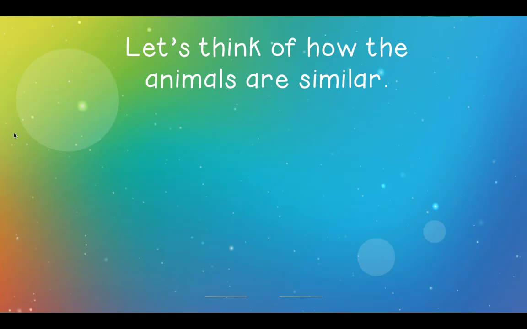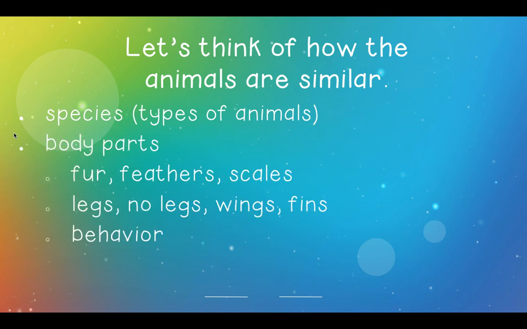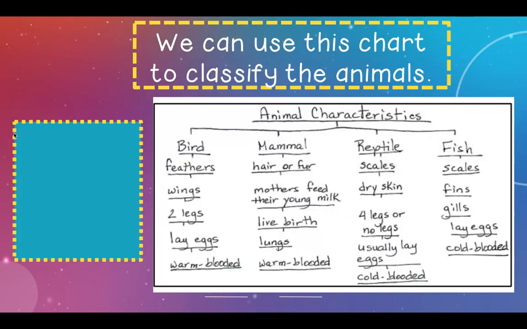So let's think of how the animals are similar. We can group them by their species, which is types of animals, or body parts. Some examples could be fur, feathers, scales, legs, no legs, wings, or fins. Or we could also sort them by their behavior, which is not a body part, but it's just another idea. And then we can sort them by warm-blooded or cold-blooded. So we can use this chart to classify the animals. Here are some animal characteristics. You can pause the video to look at it if you want.